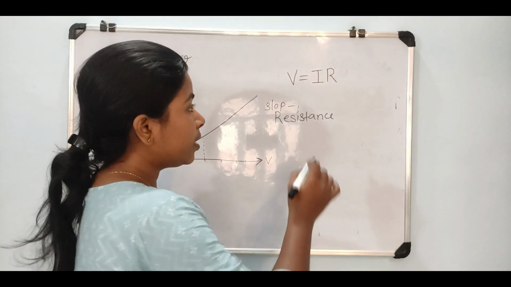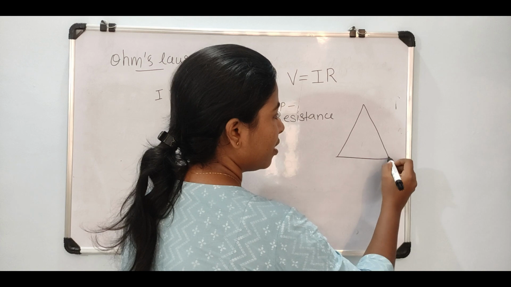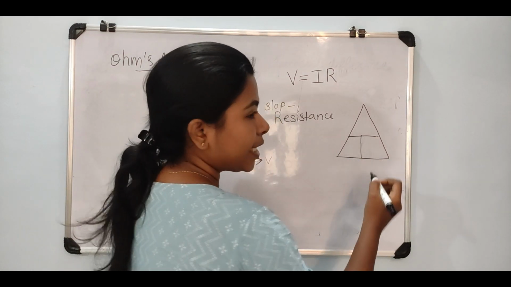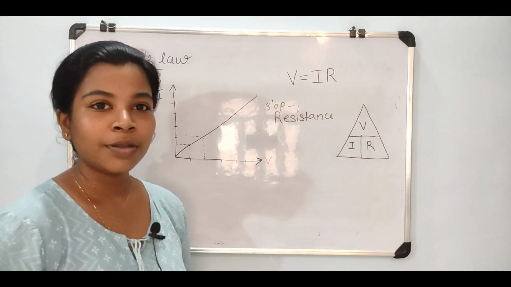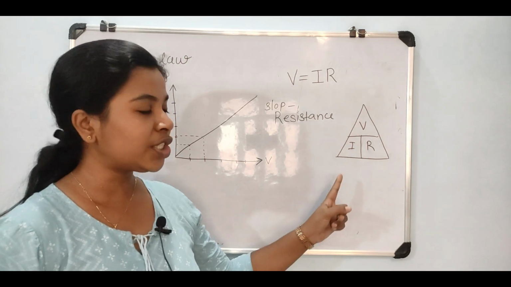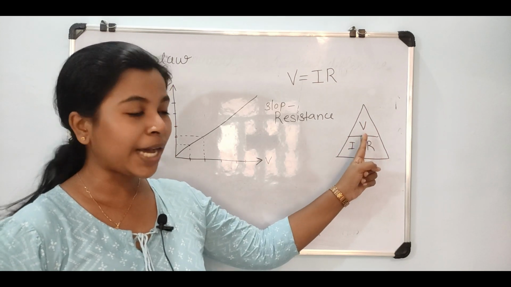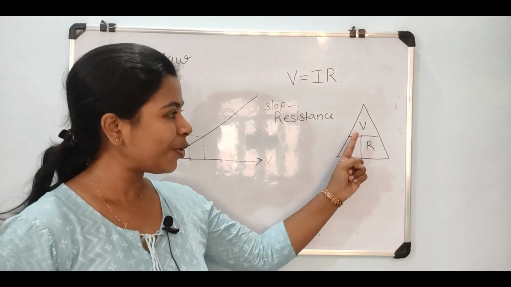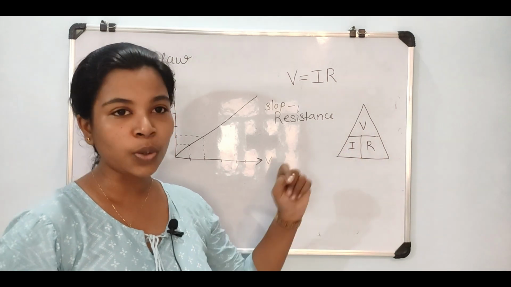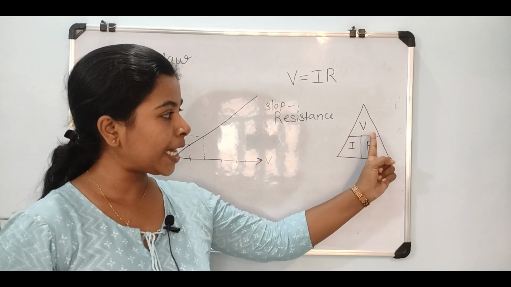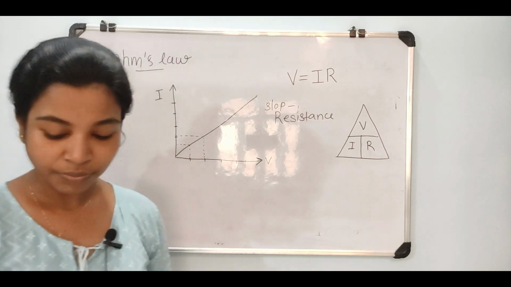For you to remember this formula, let us construct a triangle. We can call this the Veer Chakra. V-I-R. Now, you can memorize this triangle, right? V is equal to I into R. I is equal to V by R. R is equal to V by I. Easy, right? So, what is the formula? V is equal to I into R. I is equal to V by R. R is equal to V by I. Followed?